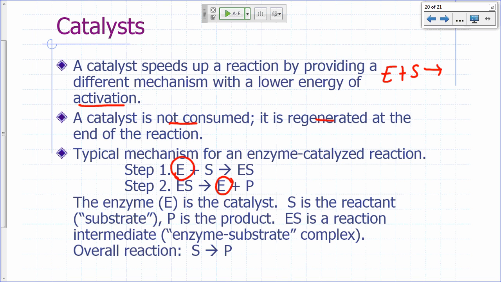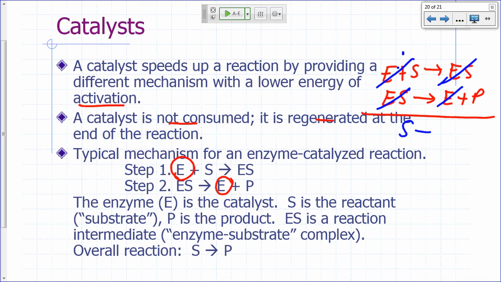Enzyme plus substrate gives you enzyme substrate complex. And then the enzyme substrate complex will give you back the enzyme and a product. So if you add these two, the enzyme cancels out. So you have substrate turns into product. Okay, your substrate would be your reactant. So that's your overall reaction.